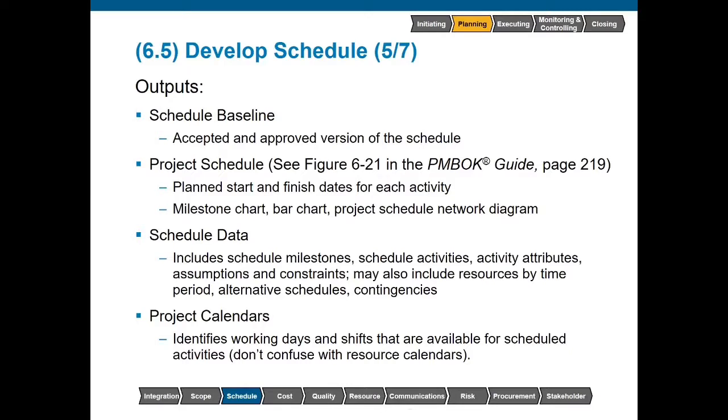Outputs from this process. We have our schedule baseline. It's going to be the accepted and approved version of the schedule. Now, the project schedule, I do want to very clearly differentiate between the project schedule and the project calendar. The project schedule tells you what are the start and finish dates for the activities. We could have a milestone chart, a bar chart, also known as a Gantt chart, or a project schedule network diagram. With a project calendar, this is going to be the working days and shifts that are available.